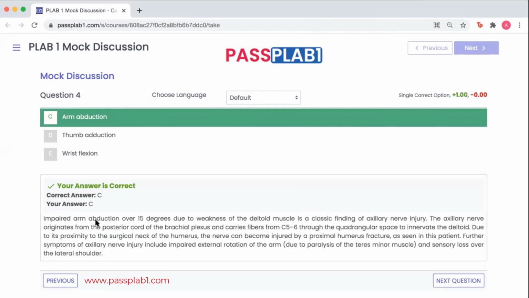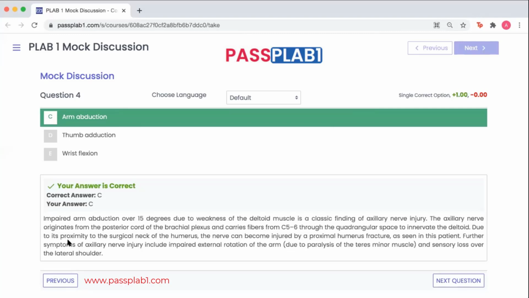So, impaired arm abduction over 15 degrees due to weakness of the deltoid muscles, a classical finding of axillary nerve injury. The axillary nerve originates from the posterior cord of the brachial plexus, and you have the fibers from C5 to C6 going through the quadrangular space to innervate the deltoid. And due to its proximity to the surgical neck of the humerus, the nerve can become injured by a proximal humerus fracture, like in this patient's case.